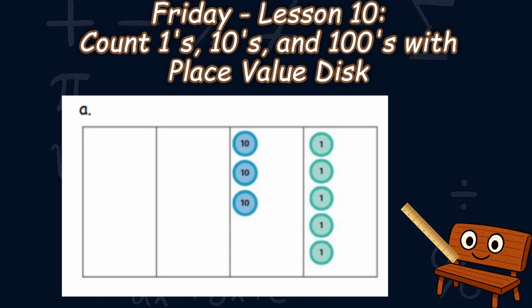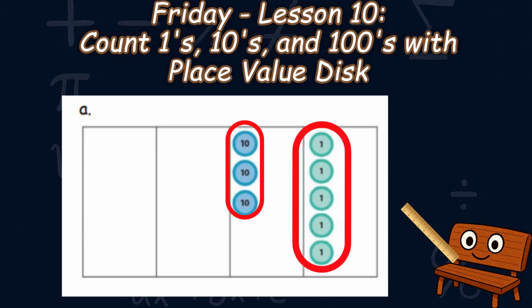So, for example, if we have 3 10s and 5 1s, that is going to be the number 35, since we have 3 10s and 5 1s, but that'll be represented with 3 10s discs and then 5 1s discs. You add those together and you'll get 35. So that's just one example of how you'll see it there.